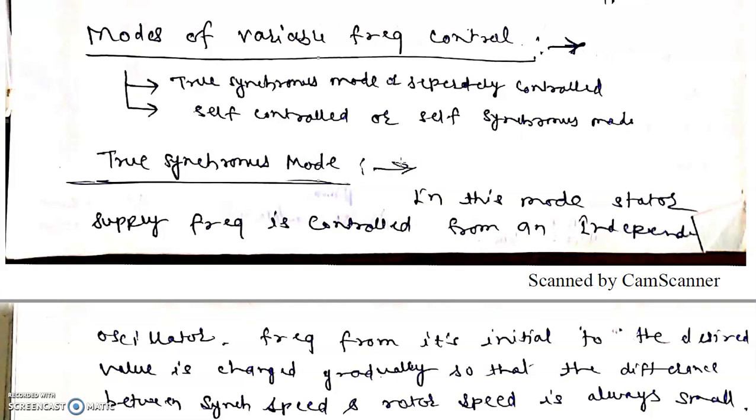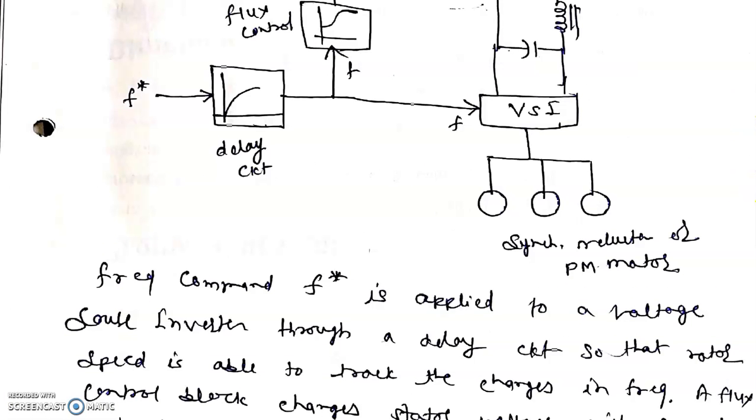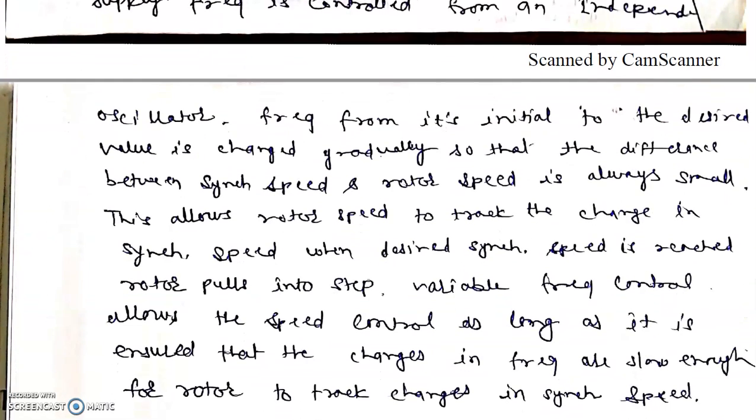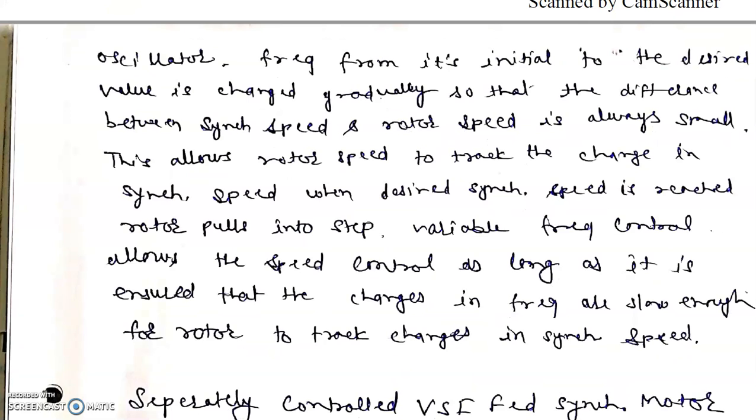In true synchronous mode, the stator supply frequency is controlled by an independent oscillator. We use a separate means to control the speed using the oscillator. Frequency is changed gradually from its initial value to the desired value, so that the difference between synchronous speed and rotor speed is always small. This allows the rotor speed to track the change in synchronous speed, and when the desired synchronous speed is reached, the rotor pulls into step. So variable frequency control allows speed control as long as it is ensured that changes in frequency are slow enough for the rotor to track the change in synchronous speed.